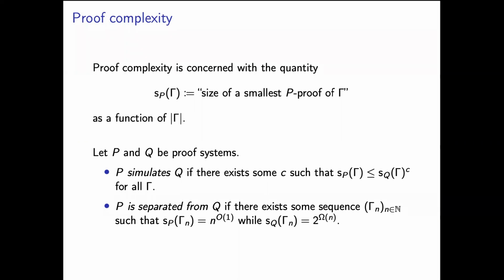And you also separate systems. You could have multiple definitions for separation; this is the one that I chose for this talk. You say P is separated from Q if there is some sequence of formulas that has short proofs in P, but requires long proofs in Q. And you say two systems are equivalent if they each simulate each other. You say two systems are incomparable if they are both separated from one another. And if a system both simulates and is separated from another, you say it's strictly stronger.